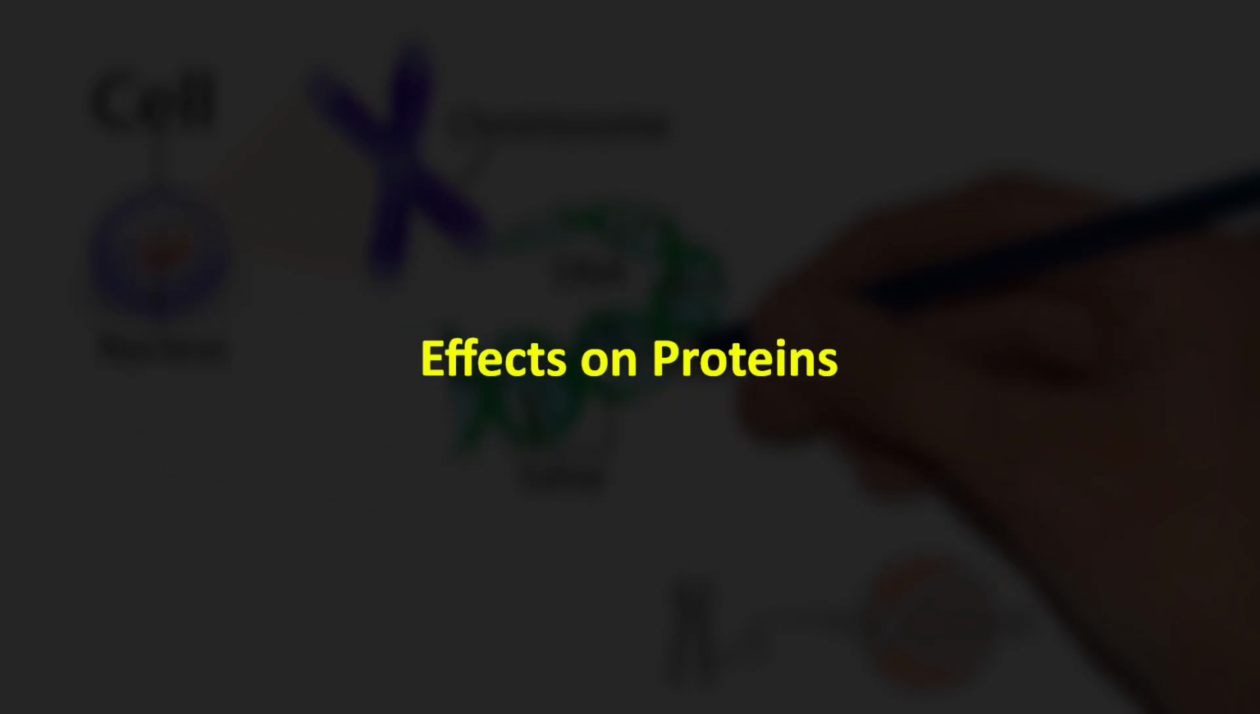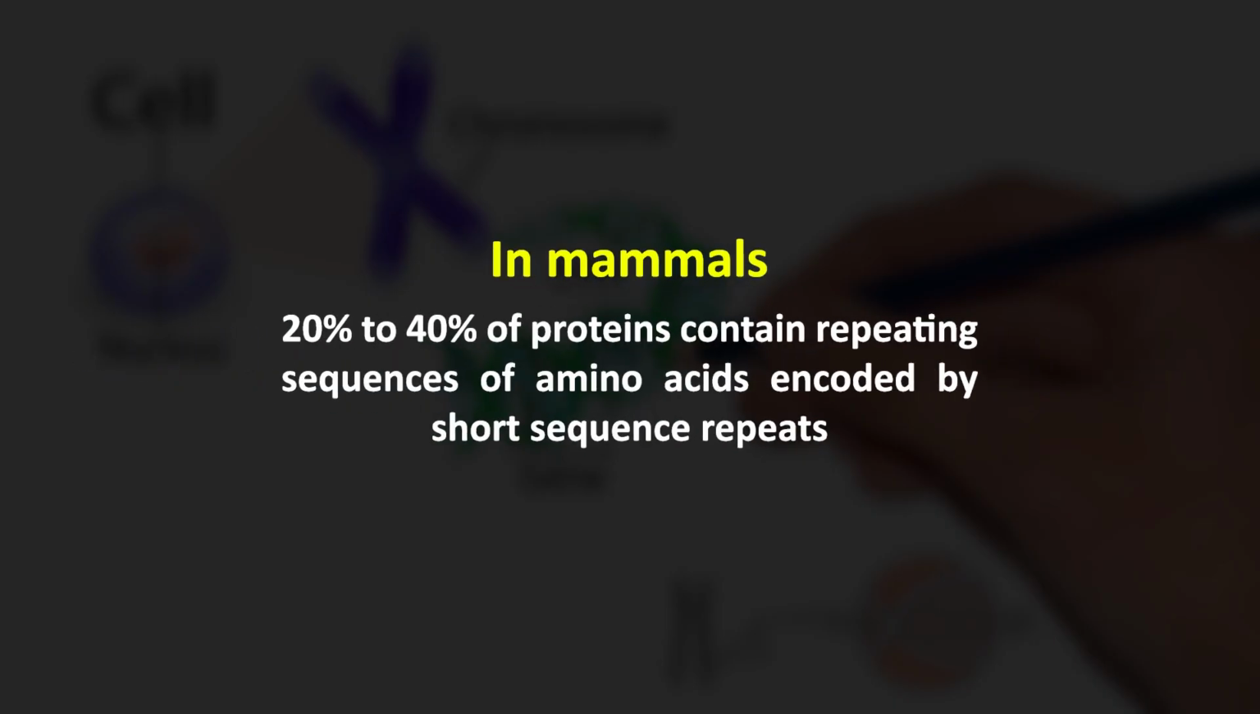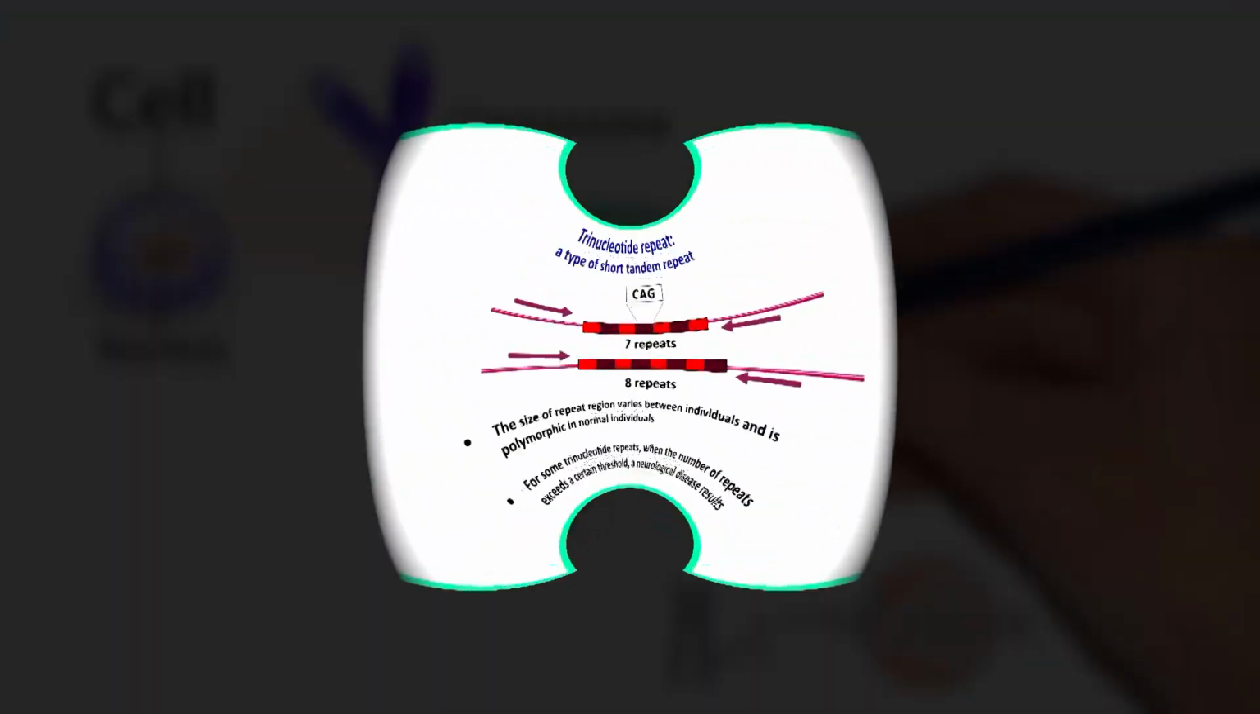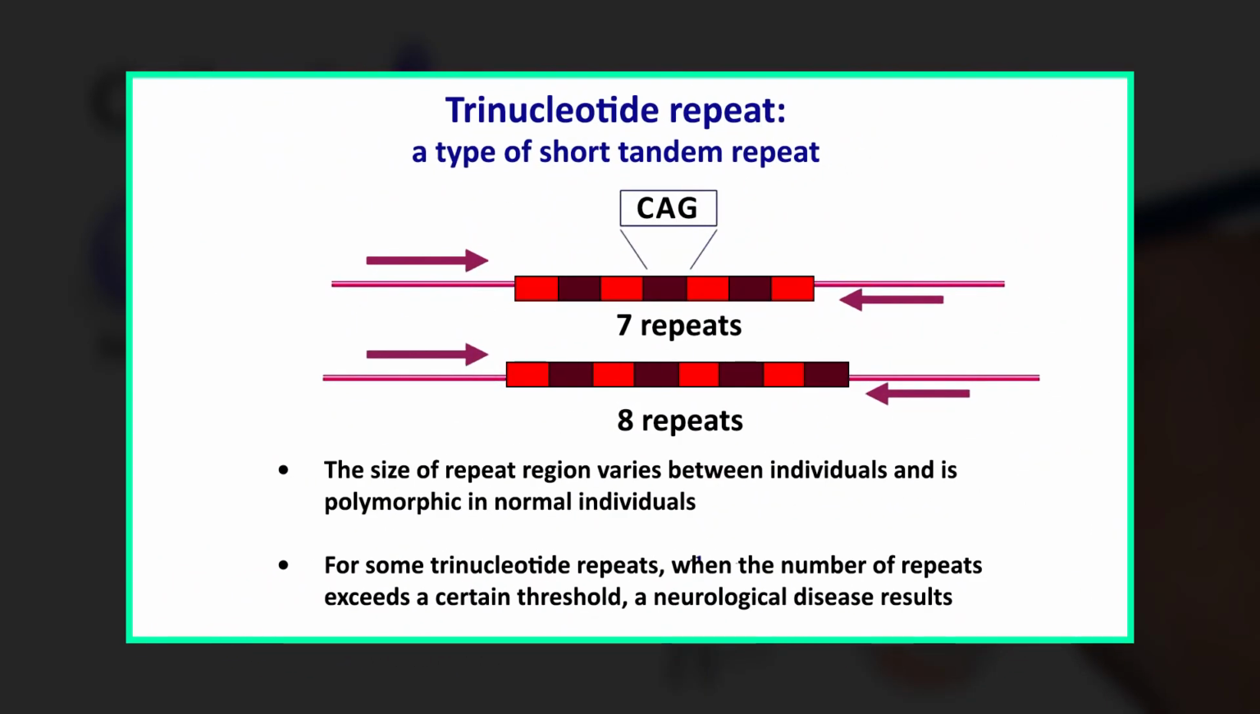Dear students, let's now discuss the effects on proteins. In mammals, 20% to 40% of proteins contain repeating sequences of amino acids encoded by short sequence repeats. Most of the short sequence repeats within protein coding portions of the genome have a repeating unit of 3 nucleotides, since that length will not cause frame shifts when mutating. Each trinucleotide repeating sequence is transcribed into a repeating series of the same amino acid.